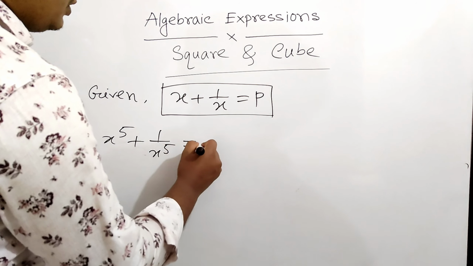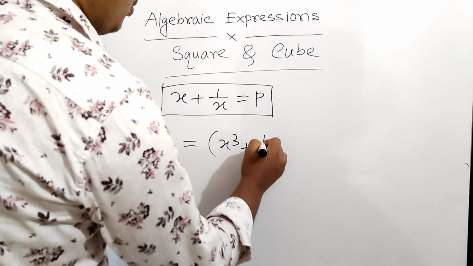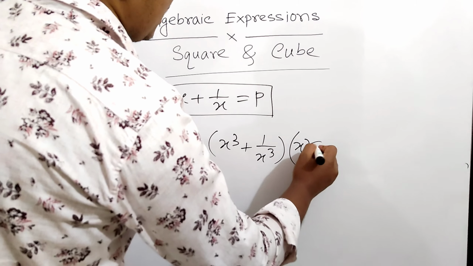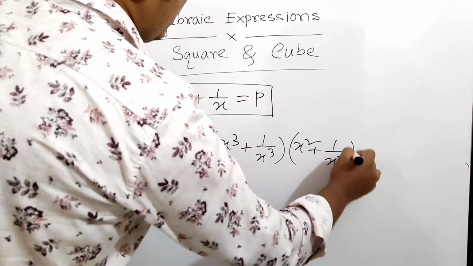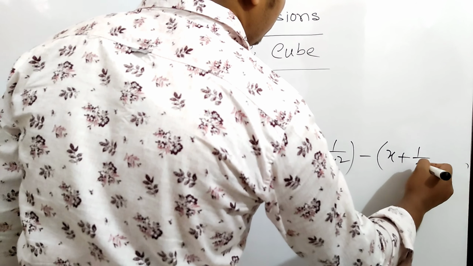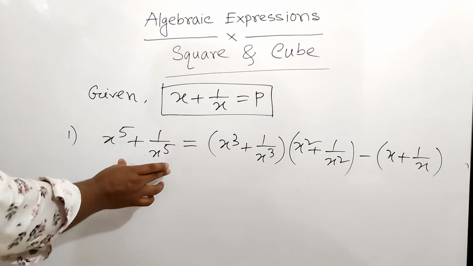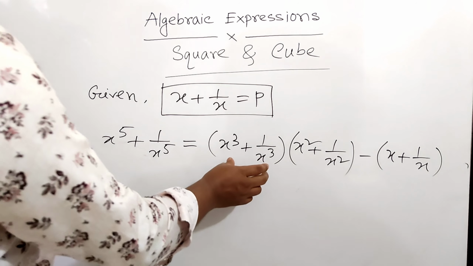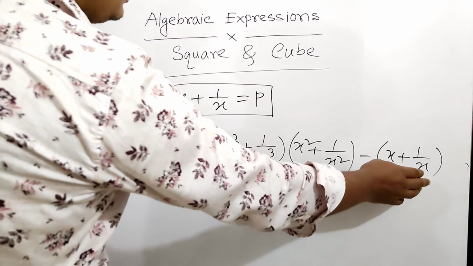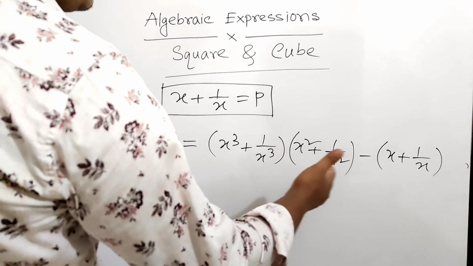But we can write this expression like this: x cube plus 1 over x cube, multiplied by x square plus 1 over x square, and subtract x plus 1 over x. In that way you can easily find the value of the given expression, because now you can use the cube formula and the square formula, and this value is already given. So by using the formulas you can easily solve this problem.